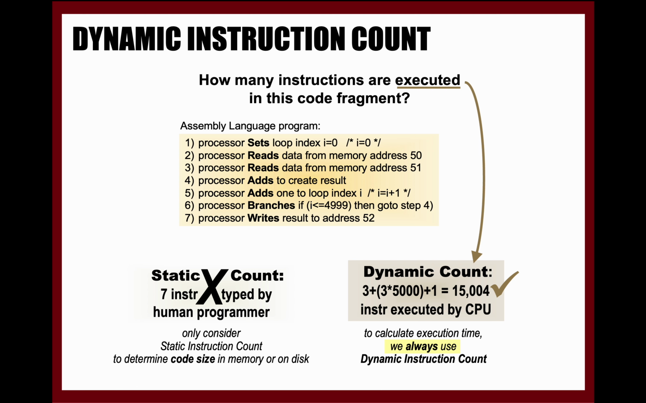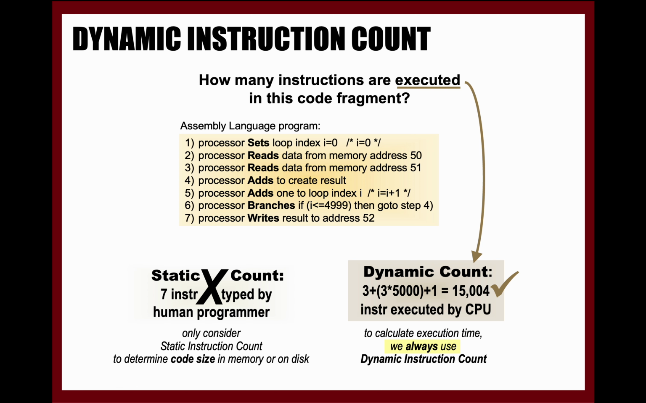Dynamic instruction count. This represents the actual number of instructions executed by the CPU when the program runs. Given the loop structure of the program, the instructions within the loop will be executed multiple times. In this case, the dynamic count is calculated as 3 for the initial 3 instructions plus 3 for the looped instructions executed 5000 times plus 1 for the final write instruction. A total of 15,004 instructions executed by the CPU.